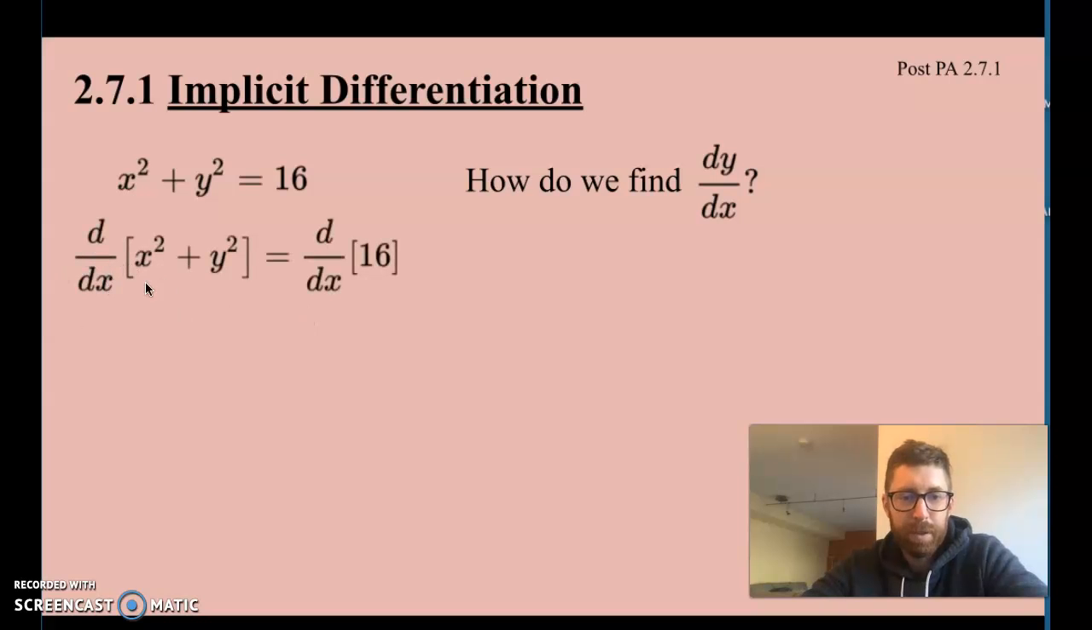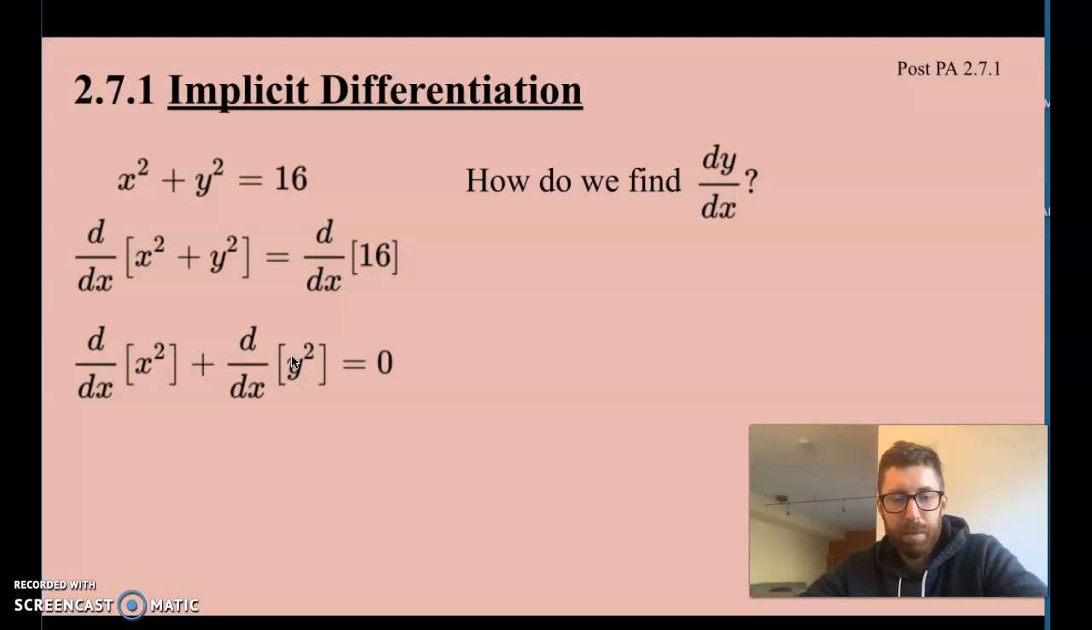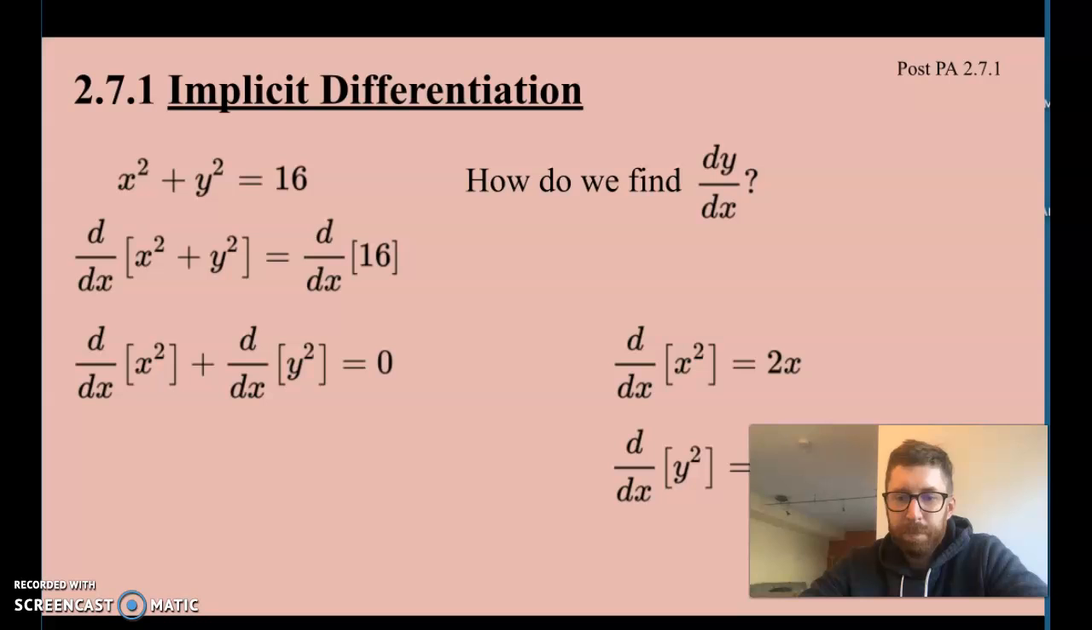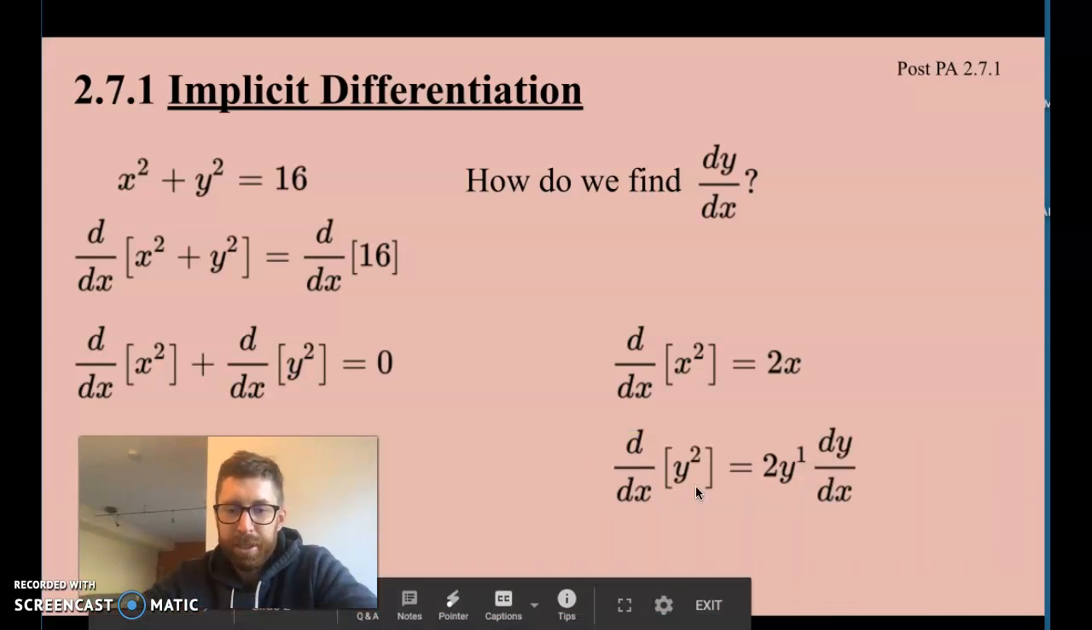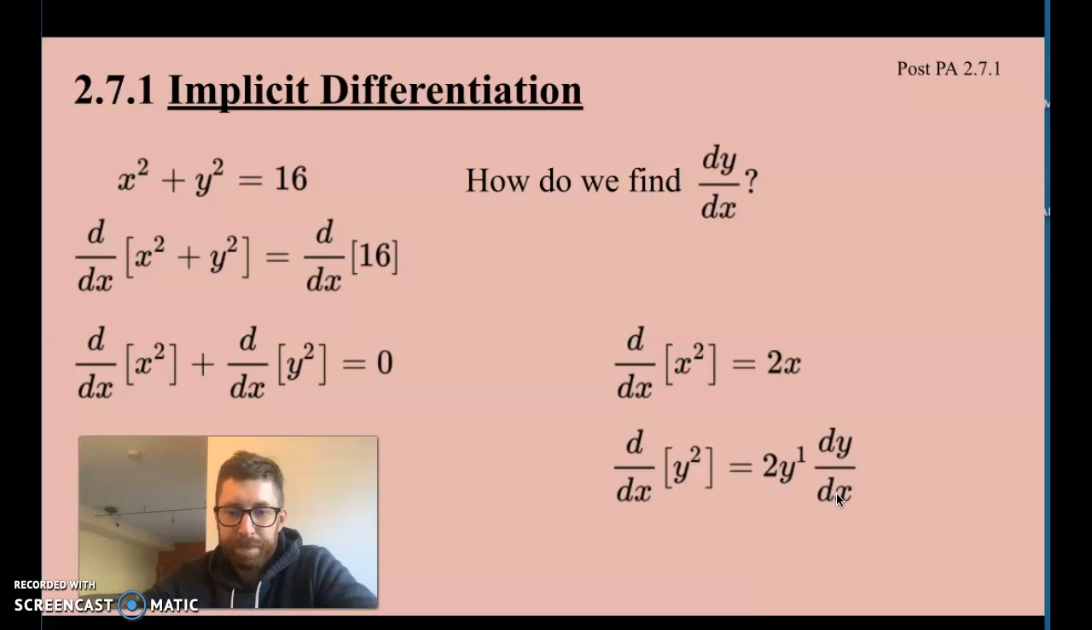We're going to take the derivative of the left like we've been doing, and we're going to take the derivative of the right like we've been doing. We can split that up. This is a sum. So we're going to take the derivative of x squared plus the derivative with respect to x of y squared, and the derivative of any constant, doesn't matter what the constant is, is going to be 0. So we've done this before. d/dx of x squared is going to be 2x. We haven't done this before. This is kind of a new thing for you. d/dx of y squared is 2y dy/dx.